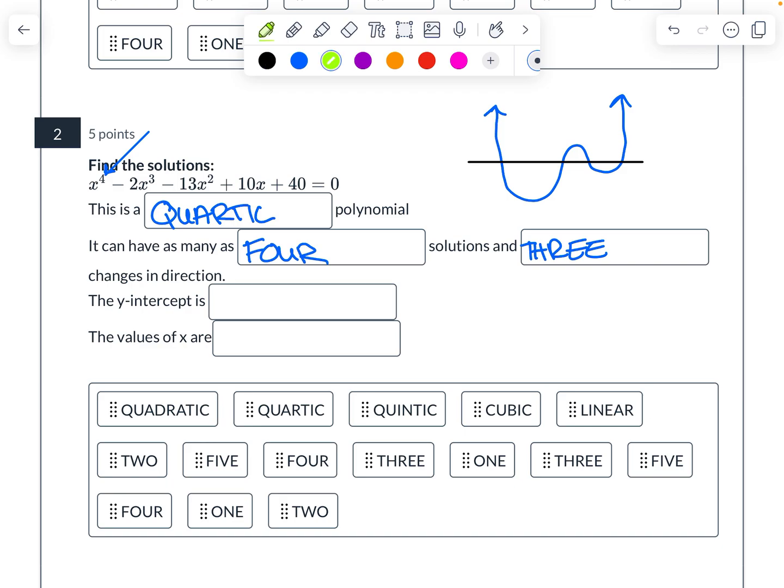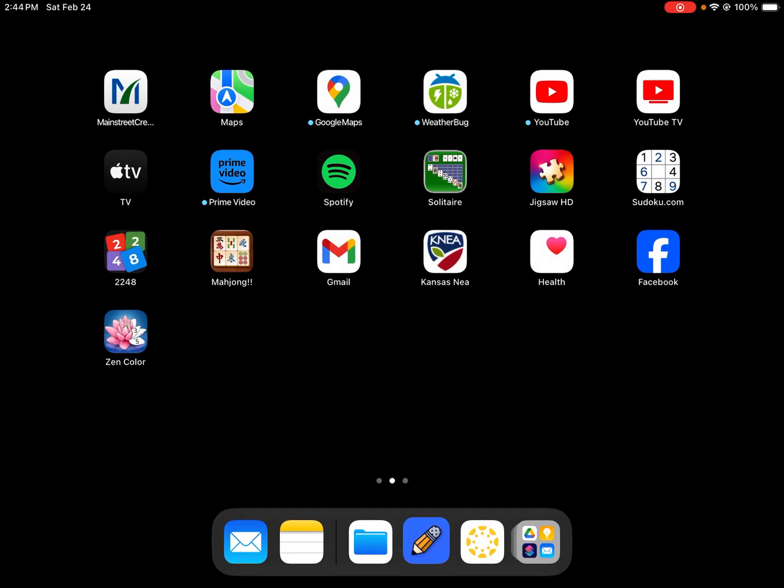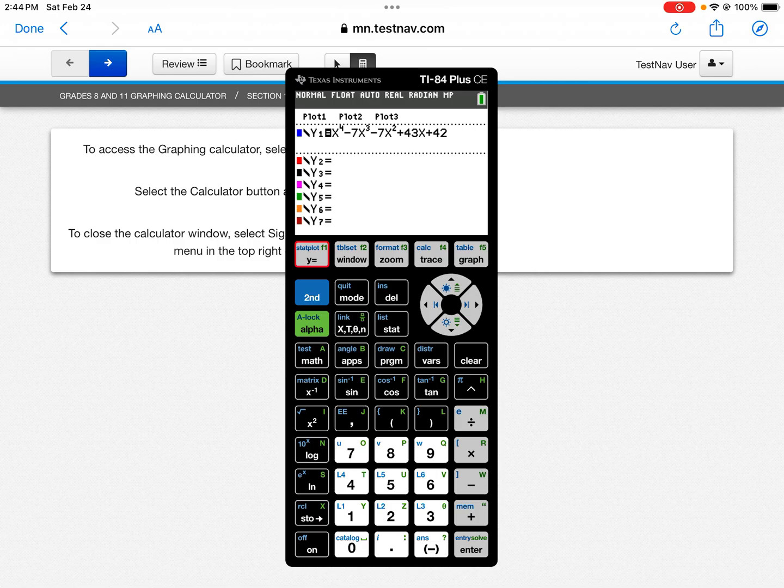The number at the end is a 40. So the y-intercept is 0, 40. And again, I think I will just jump right over to the calculator and put this in the calculator. So we're going to go to y equals, and we have x to the 4th power minus 2x cubed minus 13x squared plus 10x plus 40.